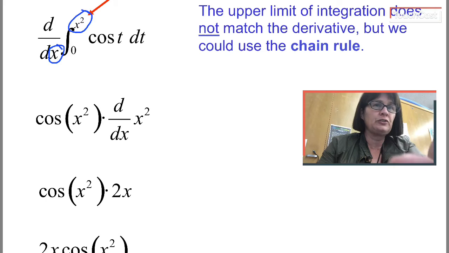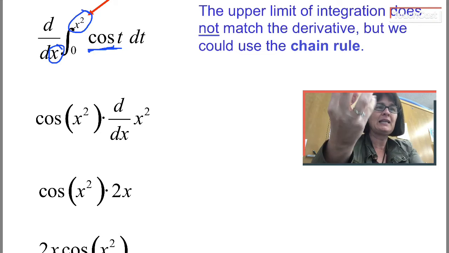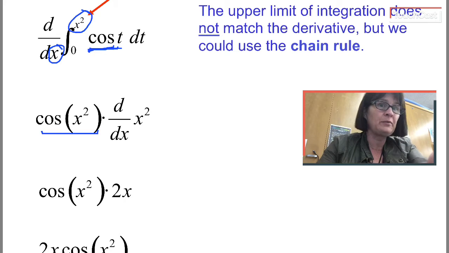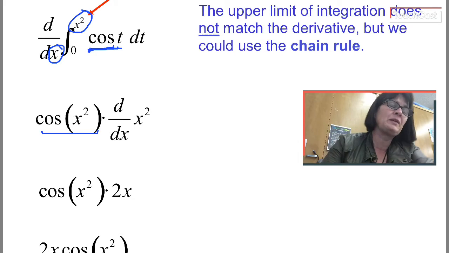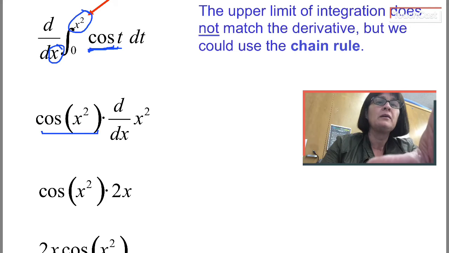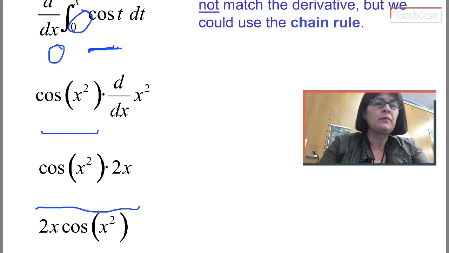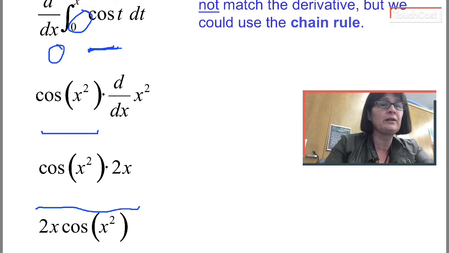The derivative will still undo the integral, but in this integrand, instead of the t, I'm going to replace all the t's with x squareds. So cosine of t turns into the cosine of x squared. That's the upper limit replacing the dummy variable. I'm going to multiply by the derivative of that upper limit. Well, the derivative of x squared is 2x. This is a great answer, or you can see here, rearranged it. You could write 2x cosine of x squared or cosine of x squared times 2x. Equivalent.